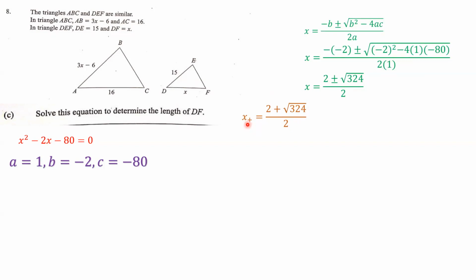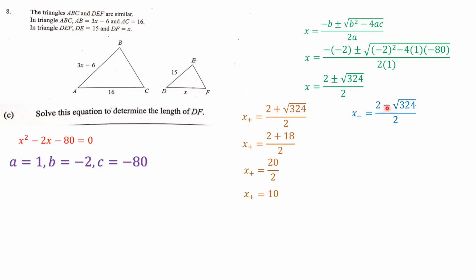So let's use the positive version first, the plus sign. What's the square root of 324? Well, the square root of 324 is going to be 18. And so now we have x positive, which is equal to 2 plus 18 all over 2. And 18 plus 2 is 20. So we have 20 divided by 2, which is going to be 10. So x positive is 10, which is a nice round number.